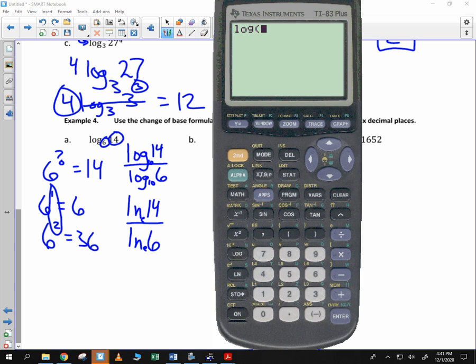Log of 14 divided by log of 6. And you can see you get 1.47288. So we should really go to 3 decimal places for sure, 1.473. And then we'll try the natural log. Natural log of 14 divided by the natural log of 6. And we get 1.473 again. If we actually try that, 6 raised to the 1.473, you can see that you get about 14. You would have to carry it on a long ways in order to get that.